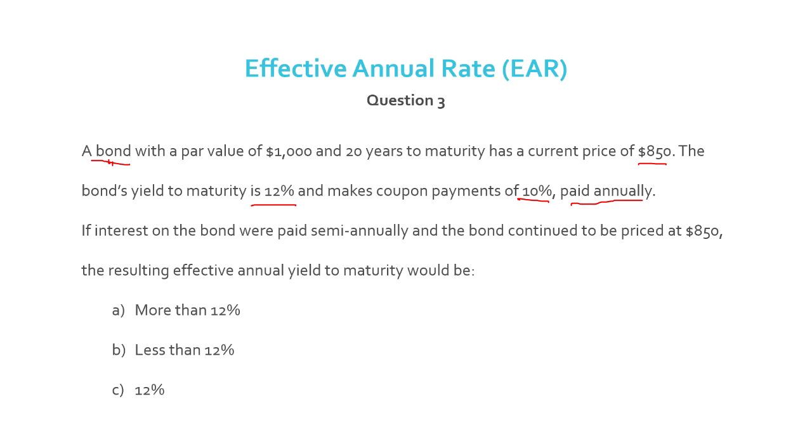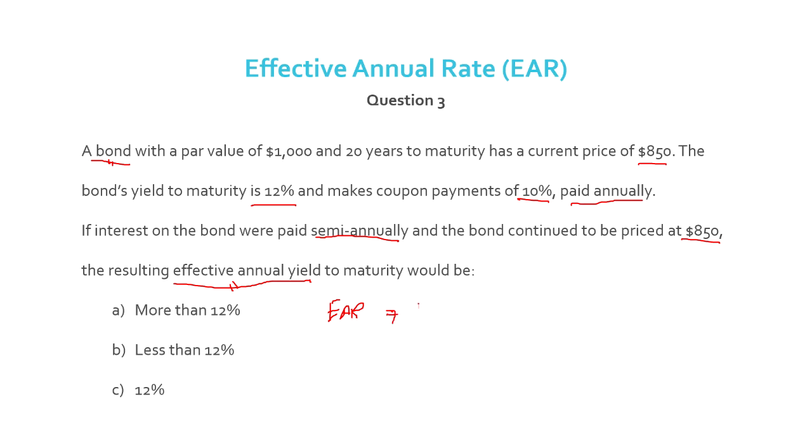So if interest on the bond were paid semi-annually instead of annually, and the bond continued to be priced at $850, the resulting effective annual yield to maturity would be what? More than 12%, less than 12%, or 12%. So we don't even really have to calculate anything here. But what do we know about effective annual rate?